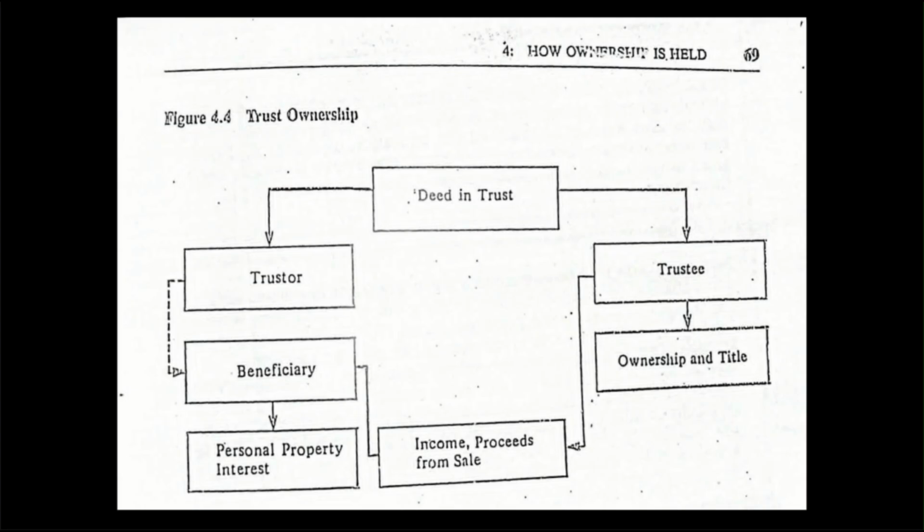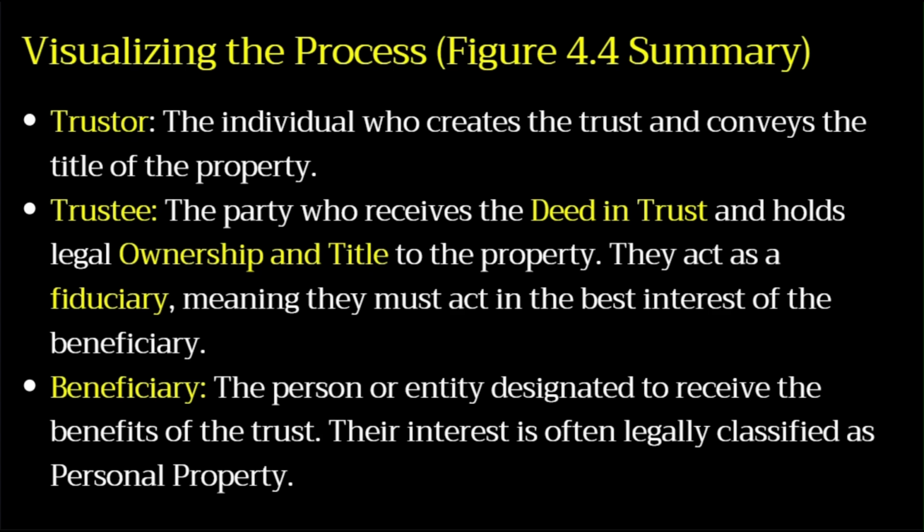The trustor is the creator who gives up the property, and the trustee receives the deed in trust and holds legal ownership and title. They must act in the best interest of the beneficiary. Interestingly, the beneficiary's interest in the trust is often legally classified as personal property, even if the trust holds real estate. So, this classification is important for tax purposes and how the interest is transferred or inherited.